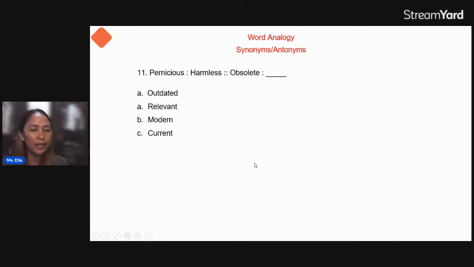Okay, number 11. We have here pernicious to harmless and obsolete to blank. Again, pernicious to harmless and then obsolete to blank. Remember, it's a synonym antonym relationship.